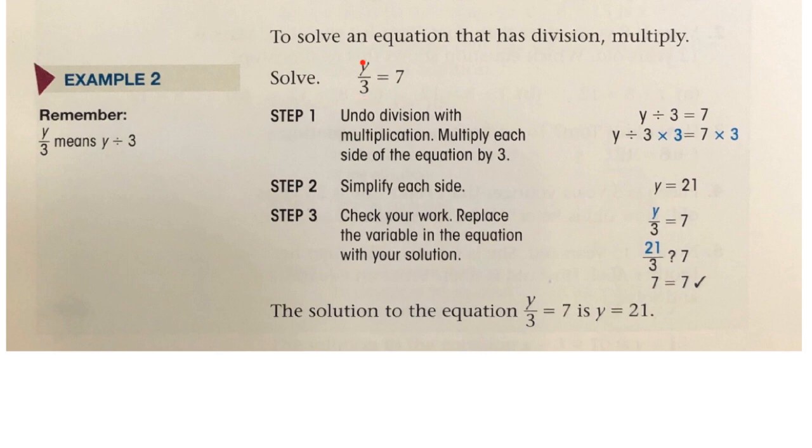Y over 3, or y divided by 3, equals 7. Step 1, undo the division with multiplication. Multiply each side of the equation by 3. So here they put the number, or the variable first. Y is getting divided by 3. This is the same thing as this. To undo dividing by 3, multiply by 3. And then do the same thing to the other side of the equal sign. 7 times 3 is 21.